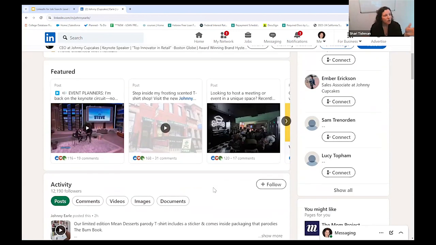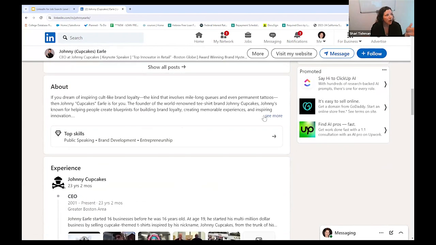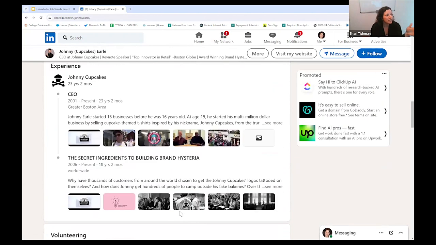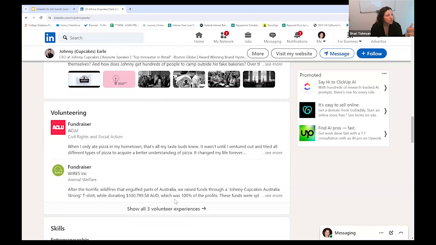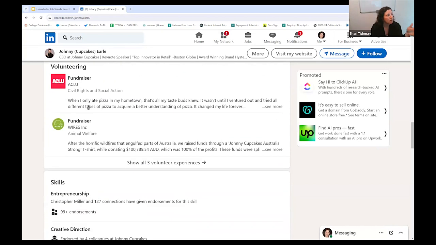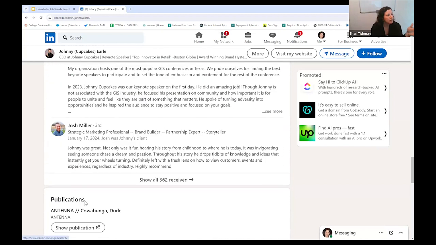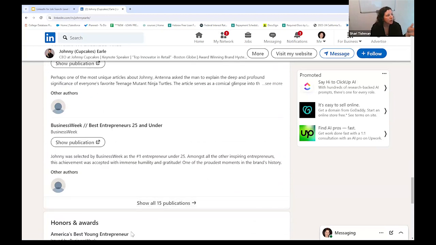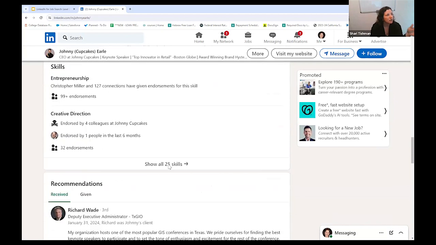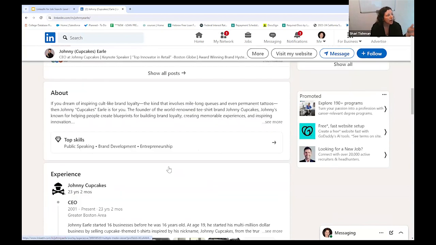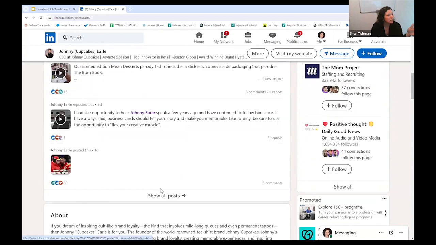I'm going to do my homework. I'm going to read through Johnny's profile in detail. I'm going to look at his about section. I'm going to look at his experience. I'm going to look at his volunteering initiatives. He's into animal welfare and the ACLU. I'm going to look at who's recommended him. I'm going to look at his publications. He's a very impressive dude. And then I'm also going to go up and look at his activity. I'm going to look at what he's been up to.